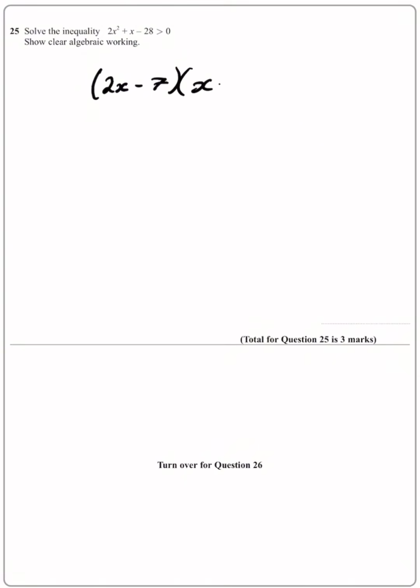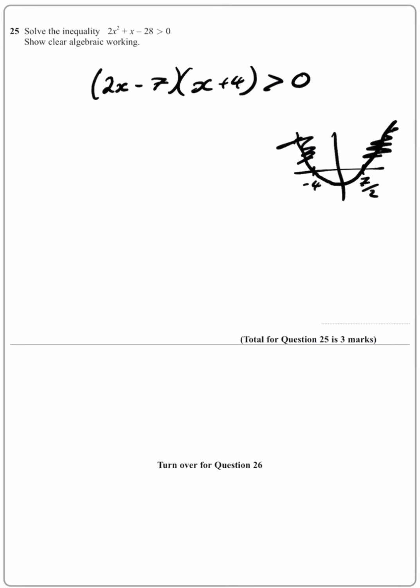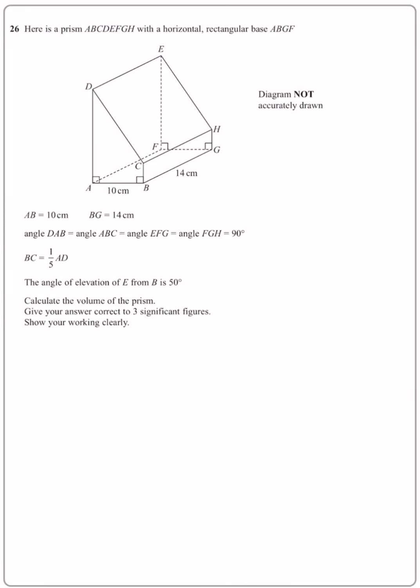25 is a quadratic inequality. Factorizing the quadratic inequality, (2x - 7)(x + 4) is greater than 0. We have a smiley face quadratic, and we're looking for the parts of that quadratic which are above the x-axis. Its roots are at negative 4 and 7/2, and so we want the bits to the left of negative 4 and to the right of 7/2. So x is less than negative 4, or x is greater than 7/2, or 3.5 if you prefer.